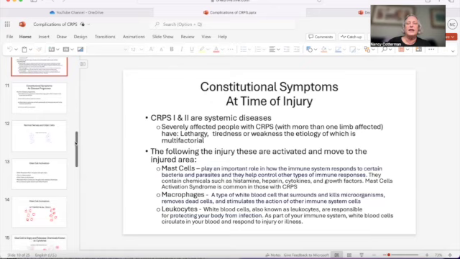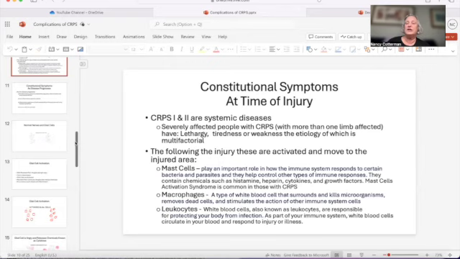CRPS 1 and 2 are systemic diseases. Severely affected people with CRPS, which includes those with more than one limb affected, often have lethargy, tiredness, or weakness, the etiology of which is multifactorial.